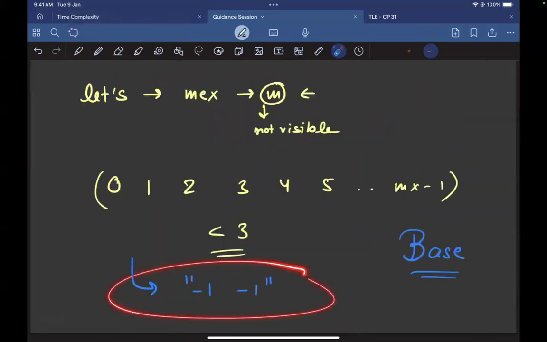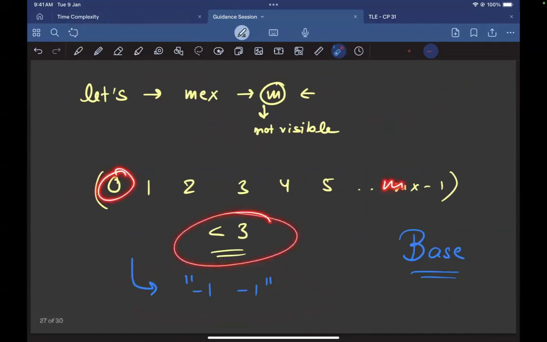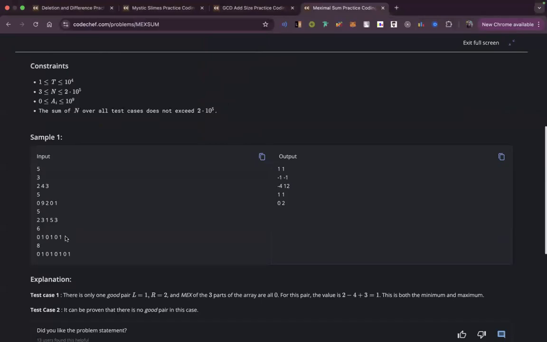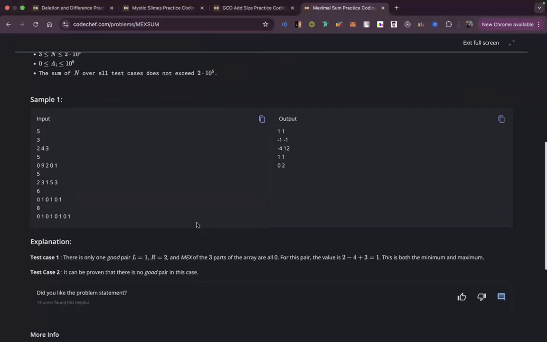One case is the base case, that every element from 0 to m minus 1 should have a frequency greater than or equal to 3. Because in one test case, L was 1, so that means only one element. How does that satisfy the m minus 1 condition? Oh, okay. Are you talking about this case? Test case 1. First test case, Dhruv.